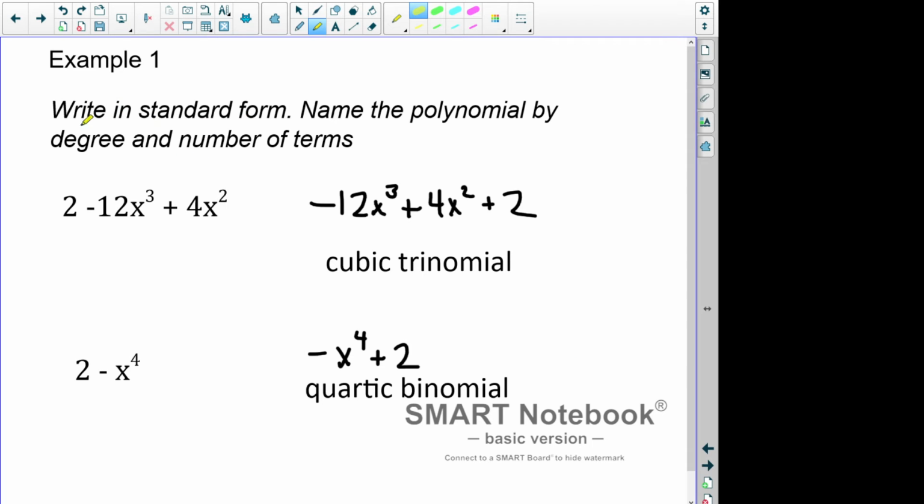So here's an example where we write it in standard form, and we want to name that polynomial by the degree and the number of terms. And so put it in standard form. I'm going to put the largest degree first, so it would be my cubic term, and the quadratic term after that. There's no linear terms, so you skip those, and then I've got the constant term there. So this would be a cubic trinomial. So 3rd degree, 3 terms, cubic trinomial.